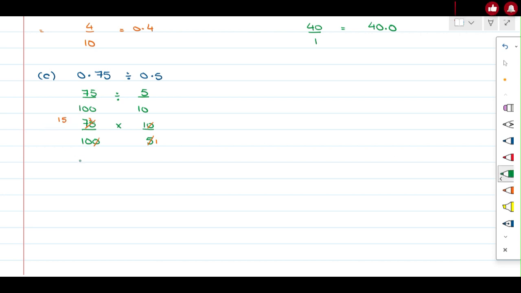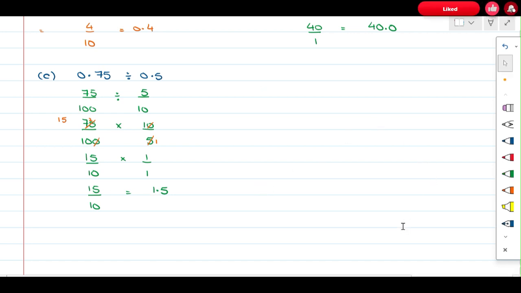Okay. Now in the numerator we have 15 over 10. And here we have 1 over 1. Okay, just 15 over 10. So 15 by 10 is 1.5. 1 zero in 10, so one decimal place, 1.5, right?